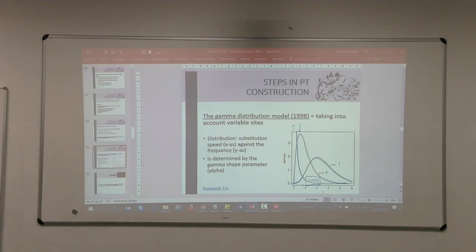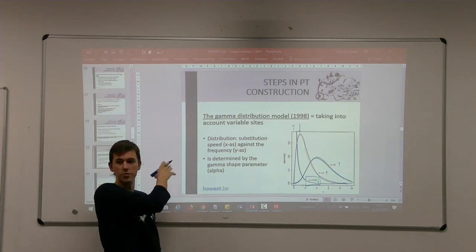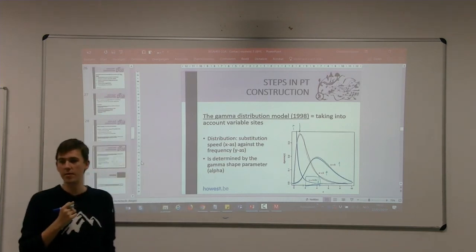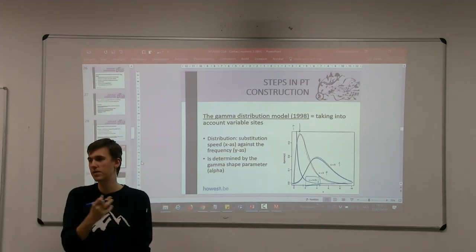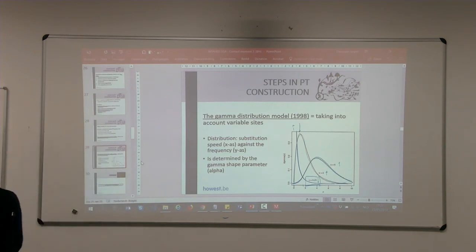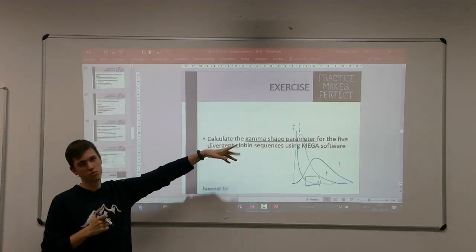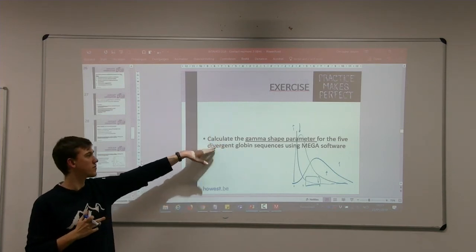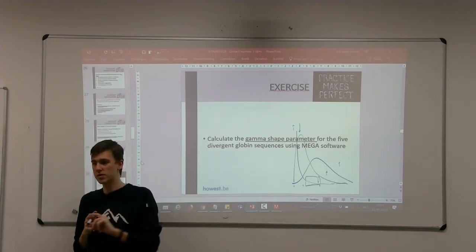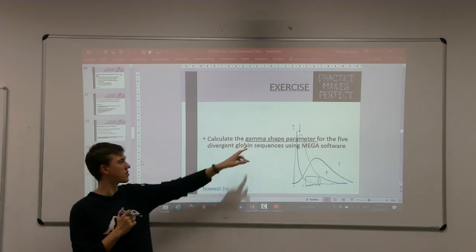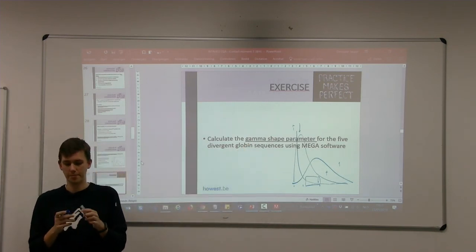If we want to determine the relationship between sequences, we can take into account the gamma distribution, and we can try to model this gamma distribution and then use this value in the creation of our phylogenetic tree. We can do this in MEGA, using the multiple sequence alignment of our 5 divergent globin sequences, and we'll try to determine the gamma shape parameter.